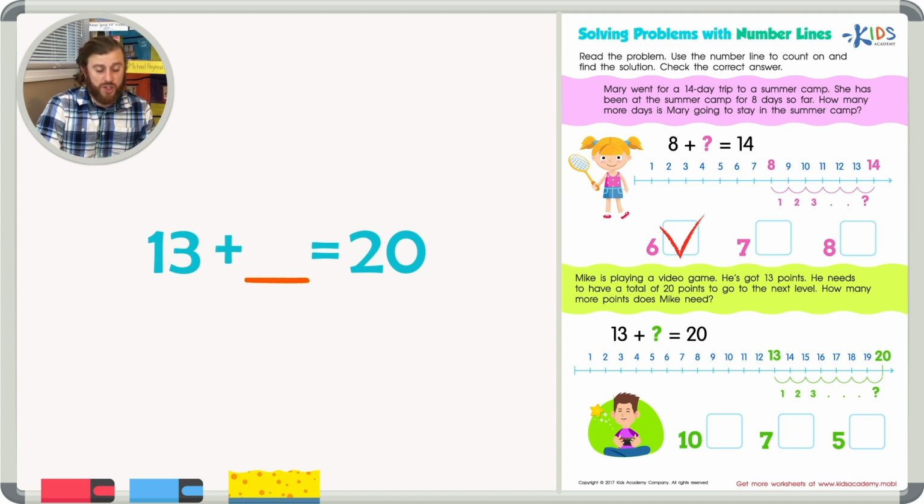So let's count from 13 to 20. 13, 14, 15, 16, 17, 18, 19, and 20. How many jumps, or how many numbers, are in between 13 and 20? Let's count them one by one. 1, 2, 3, 4, 5, 6, and 7. And if we input 7 into our equation and added 13 plus 7, we would get 20. So that's a good number sentence. Let's go ahead and check the number 7 is our correct answer.